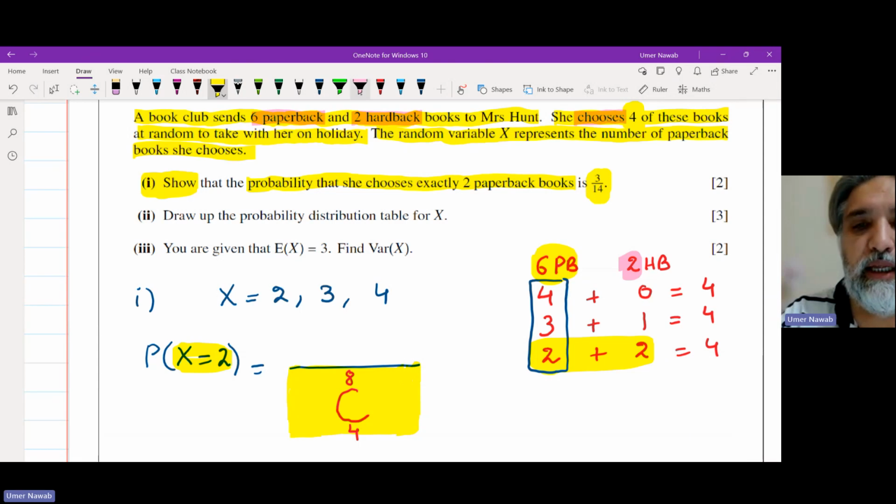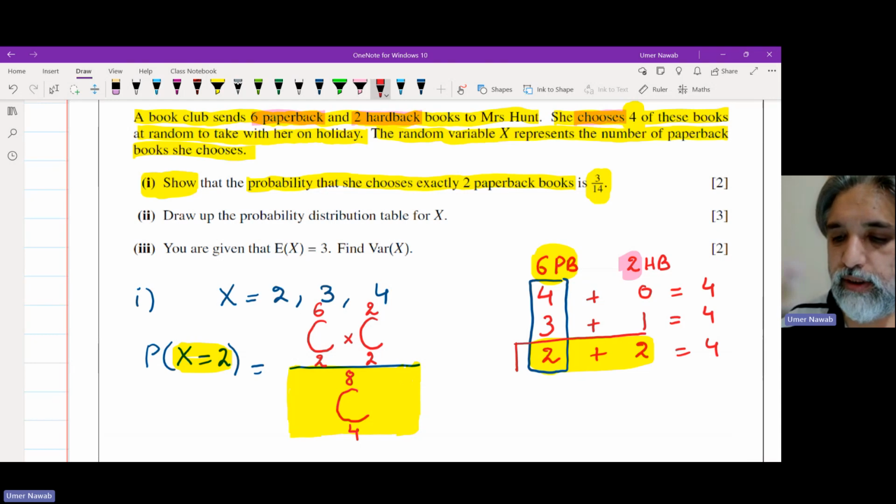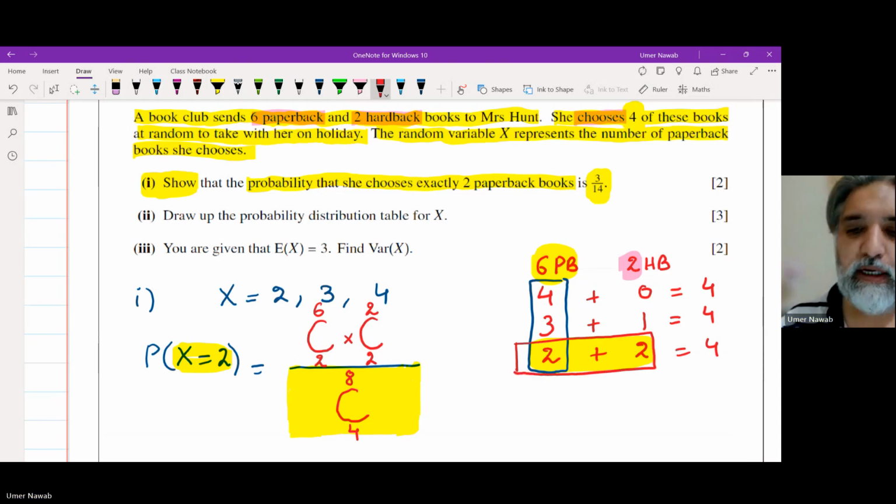We will write it only in the denominator. So in the denominator, what I'm going to write, guys, how many total paperback books she has? 6, and she wants to pick 2 from them. How many hardback books she has? 2, and she will definitely pick 2 from them because we are talking about this case. Clear?